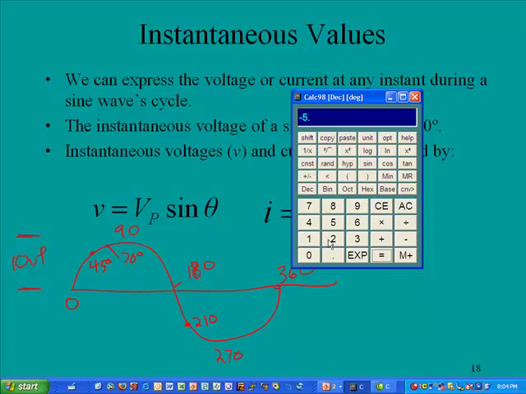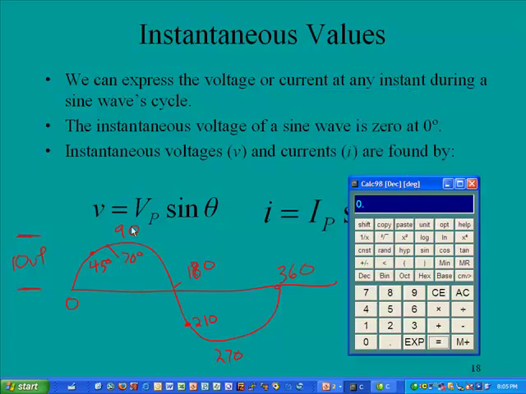At 270, if we went 270 sine times 10, that's where we would see our peak value, our negative peak at 10. And finally, if we did 360 sine, you notice it's 0. So this is how we would calculate instantaneous values on a given sine wave.